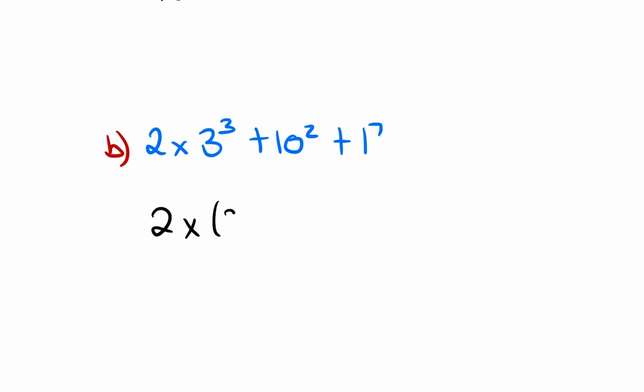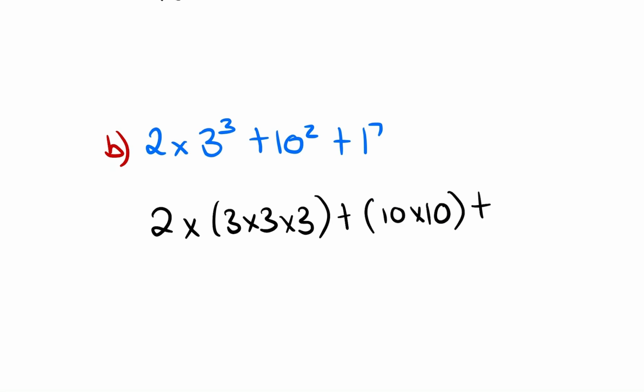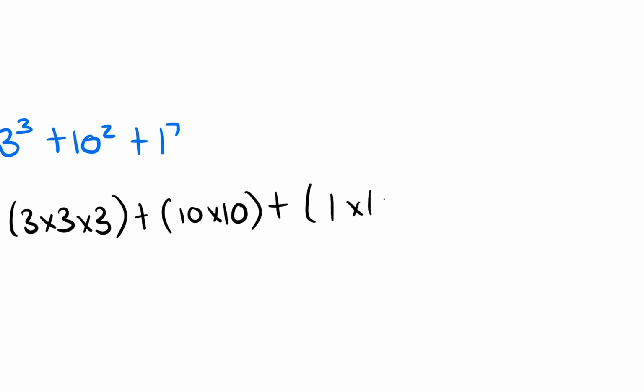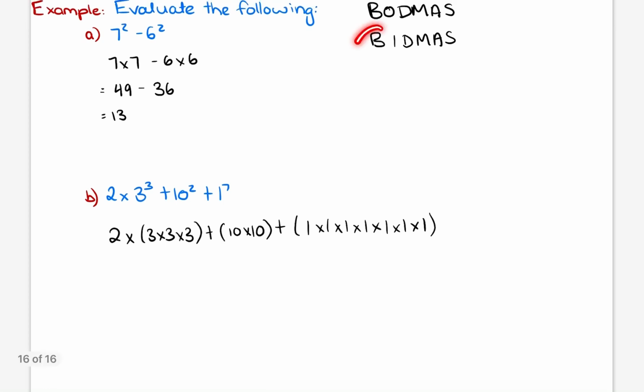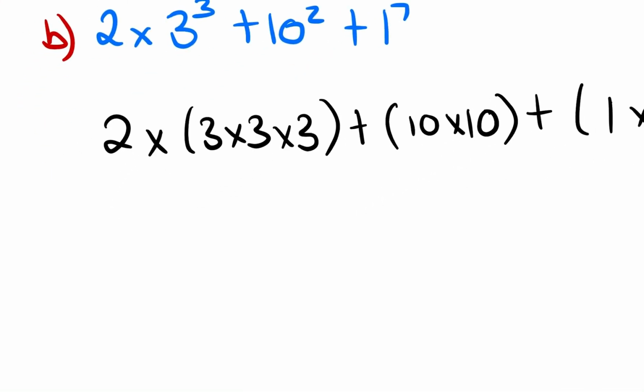And then this one's going to be 3 times 3 times 3. Now I'm just putting it in brackets to show that's the expanded form and how I'm going to evaluate it. Plus, and then we're going 10 times 10. And then plus, and this one's a big long one, 1 times 1 times 1. So by putting it in brackets, I've gotten rid of the powers, but now I'm actually telling myself I need to deal with what's in the brackets first. So if you go back to the whole BIDMAS, brackets first. So now I'm going to deal with anything in these brackets.